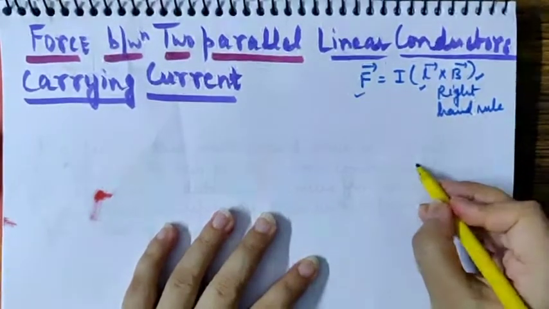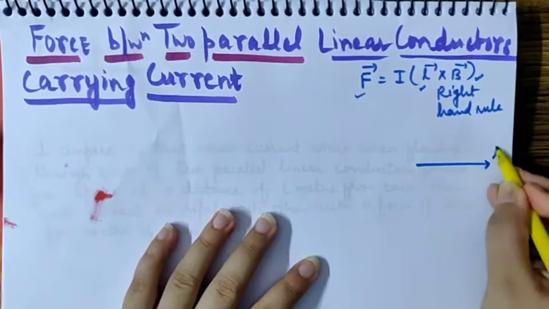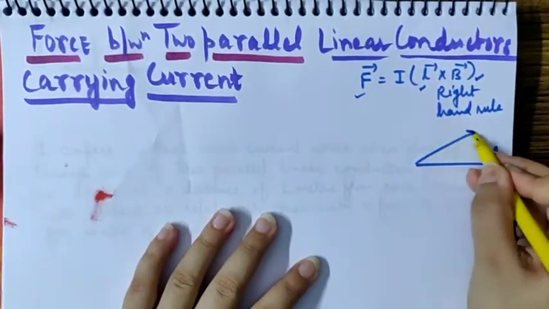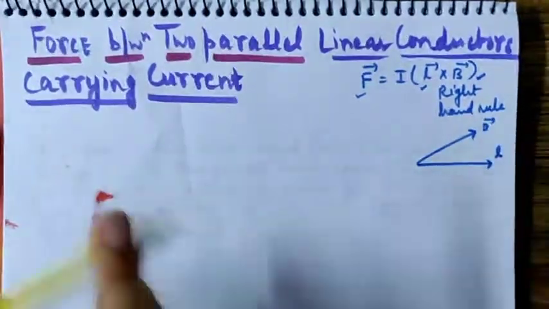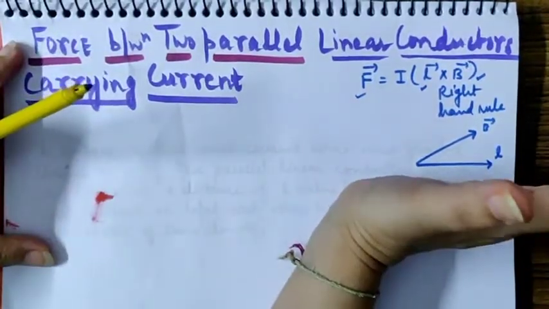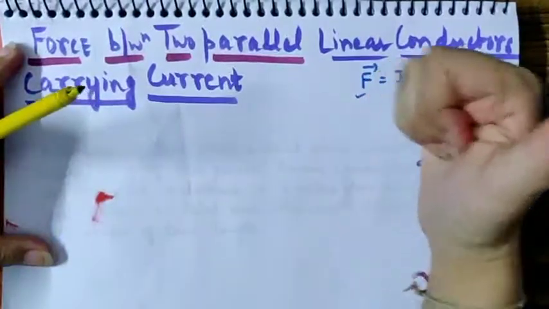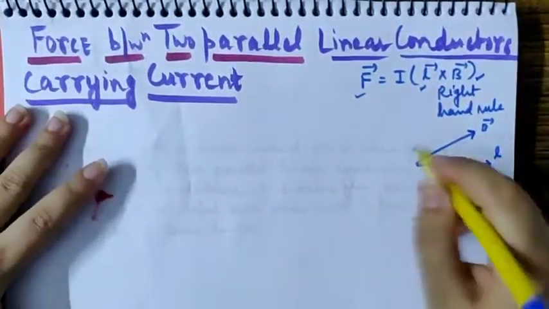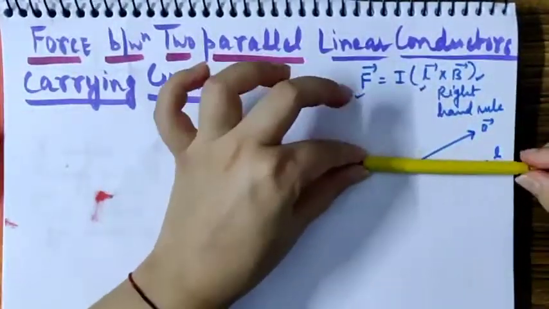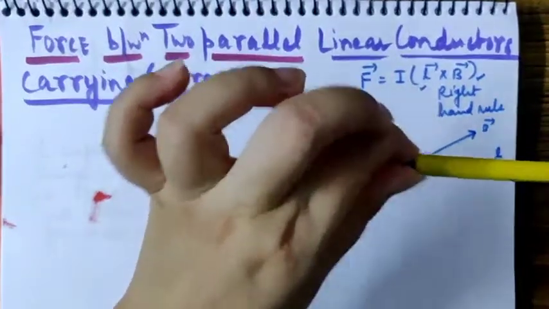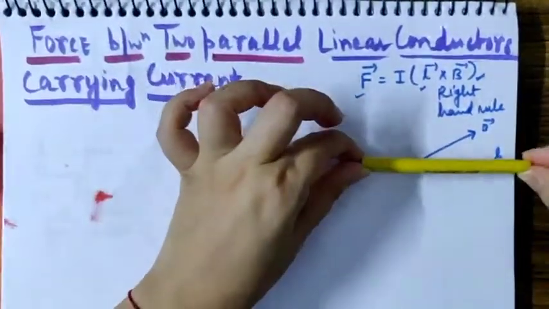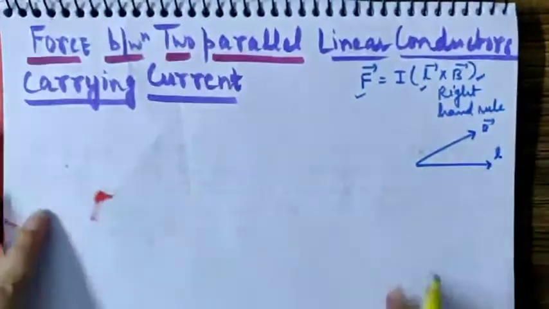Suppose in the previous concept length was here and the magnetic field was here. So place the right hand in the direction of length, move towards the magnetic field through the smaller angle, thumb upwards. That means in that case the wire is acted upon by a force which pushes the wire upwards, meaning the wire experiences a force in the upward direction.